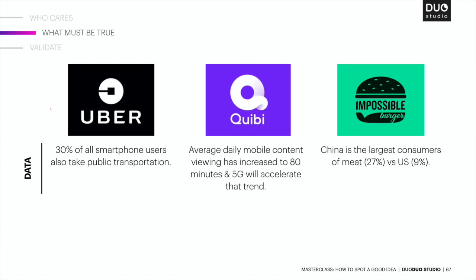If you're Uber, you might have a statement that says 30% of all smartphone users also take public transportation. If you're Quibi, which is a mobile-only content entertainment app, you might say something like, average daily mobile content viewing has increased to 80 minutes, and 5G will accelerate that trend. If you're Impossible Burger, a meat alternative, China is the largest consumer of meat, 27%, versus the US, 9%. These statements all reflect market conditions: a trend, an observation, a metric.